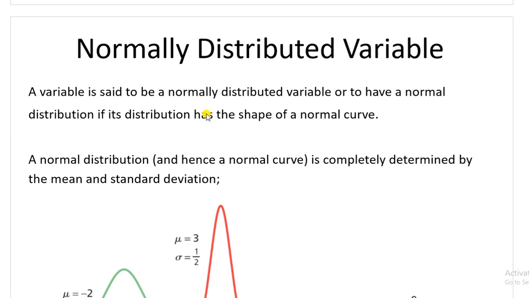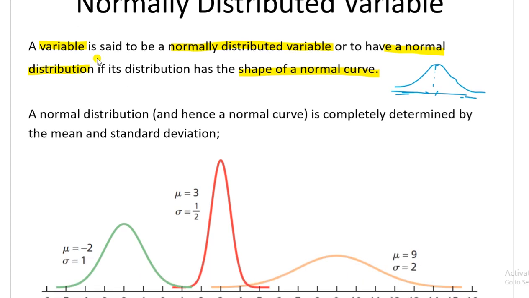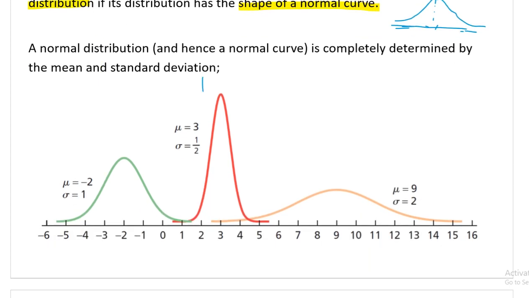A variable, of course a continuous variable, is said to be normally distributed, or is said to have a normal distribution, if it has the shape of the normal curve which we defined above, right? So if your curve has this type of shape, almost this type of shape, we call it a normal variable. A normal distribution, and hence a normal curve, is completely determined by the mean and the standard deviation.